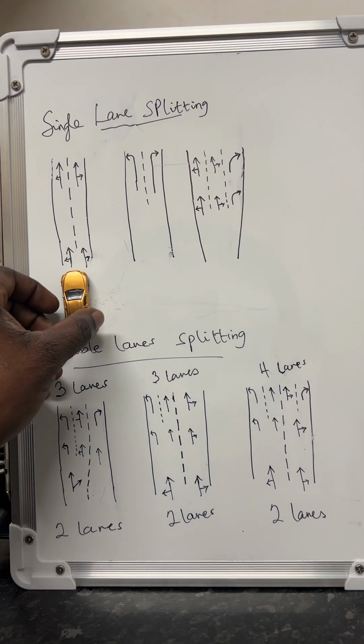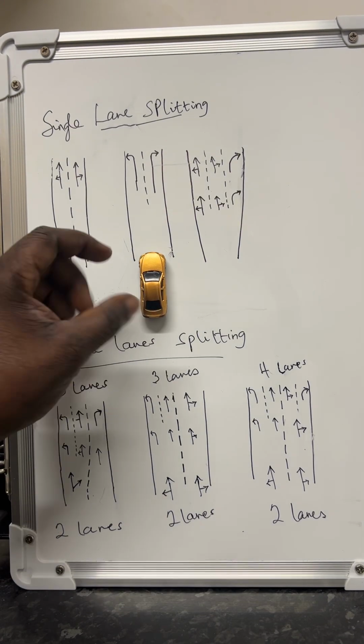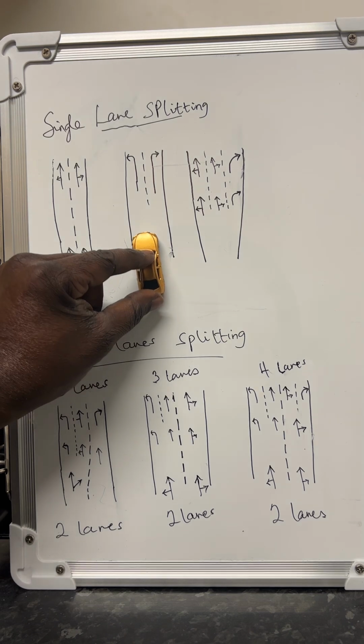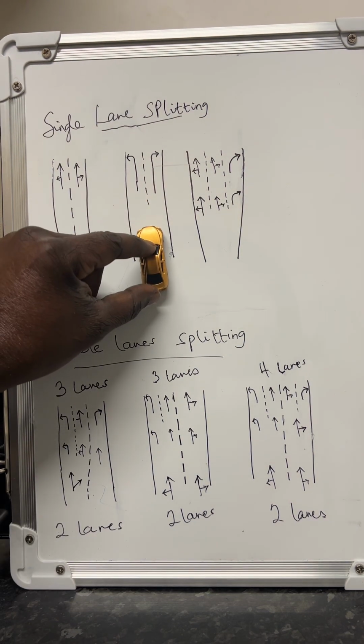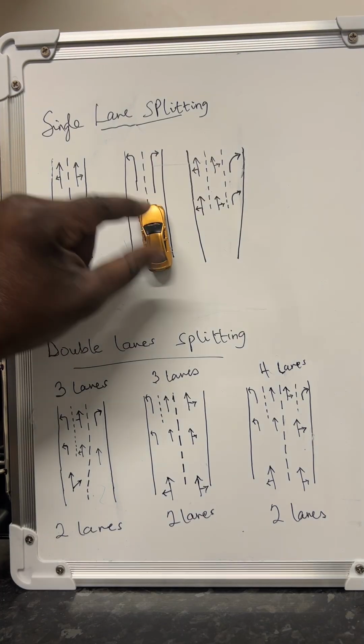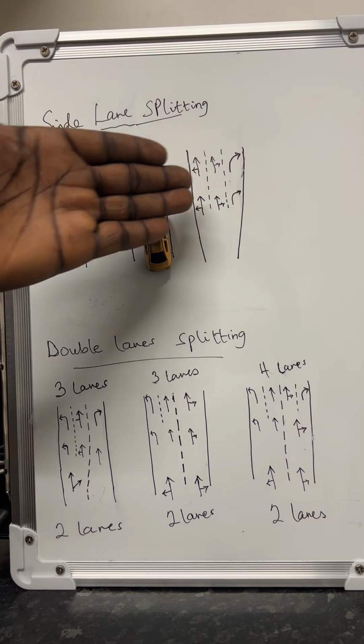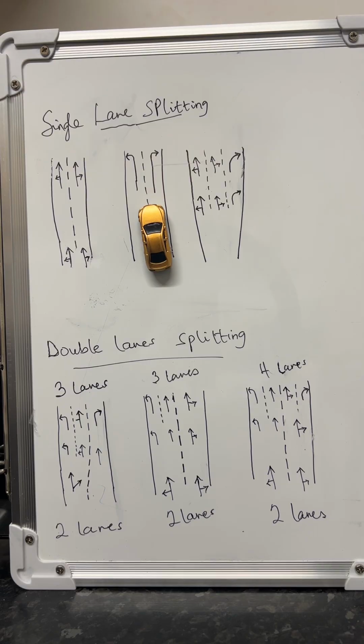So it's just positioning. If you're here, just position yourself to the left side and it will take you into the left lane. If you position yourself to the right side, it will take you to the right lane. The same thing applies to the next lane.